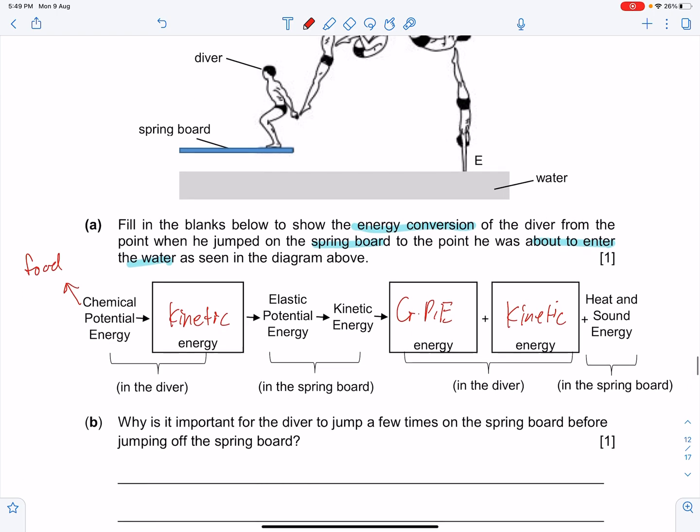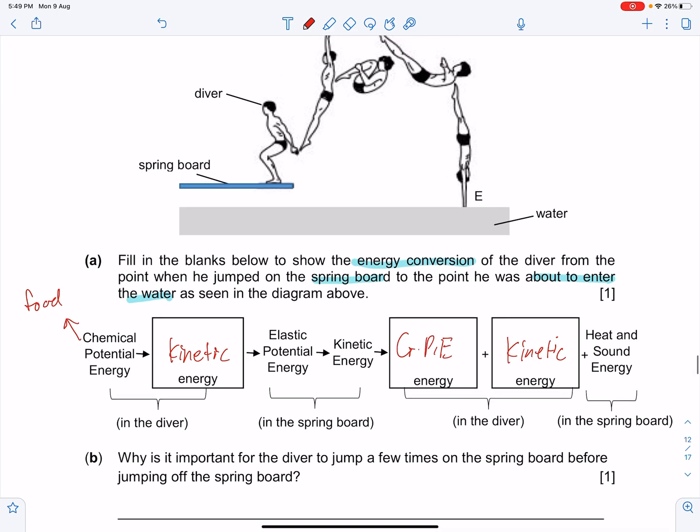And of course, in your springboard, when it returns back to its position, there's some spring sound, and perhaps some friction between the feet or the mechanism of the board, that causes the heat energy over here.